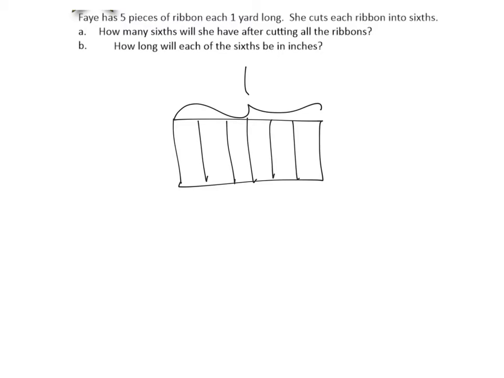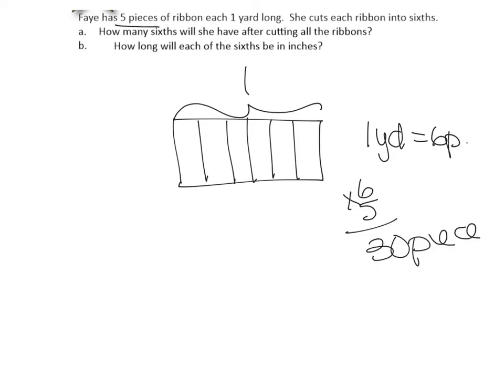So now I have my 1 yard of ribbon split into 6. So each yard is going to have 6 pieces. So 1 yard is going to equal 6 pieces. Okay? But she has 5 yards, or 5 pieces. So we do 6 pieces times 5 equals 30. So she has 30 pieces.